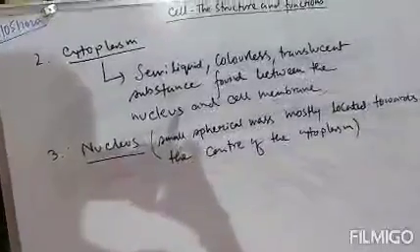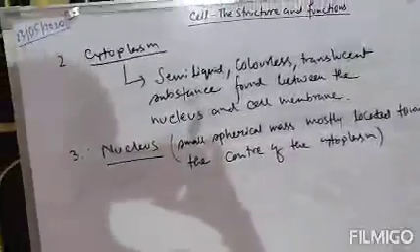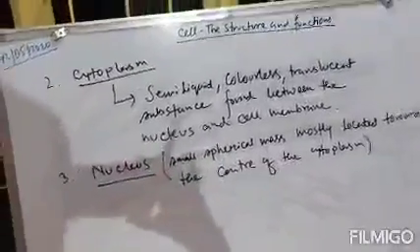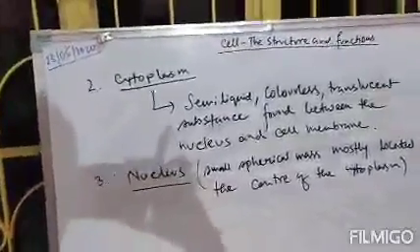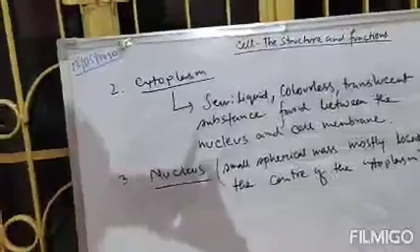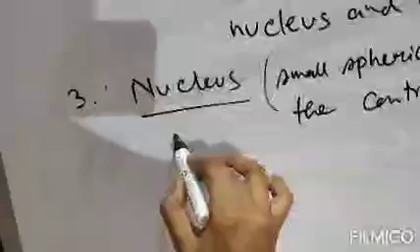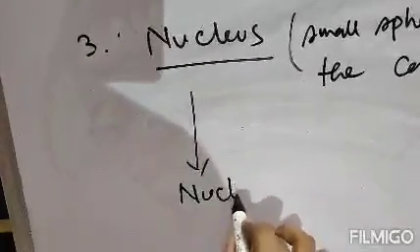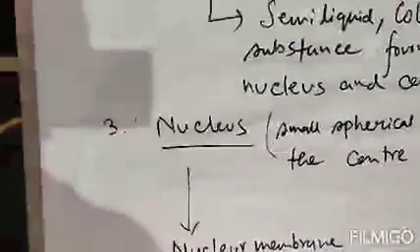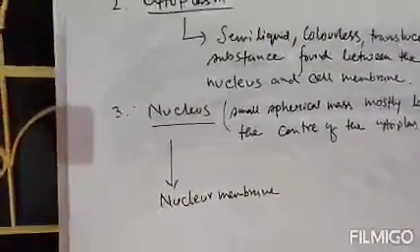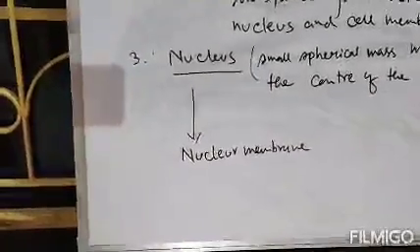The outer covering layer in the nucleus is known as the nuclear membrane. It is the cover of the nucleus. Its function is to protect the nucleus from external damage. So this is your nuclear membrane.